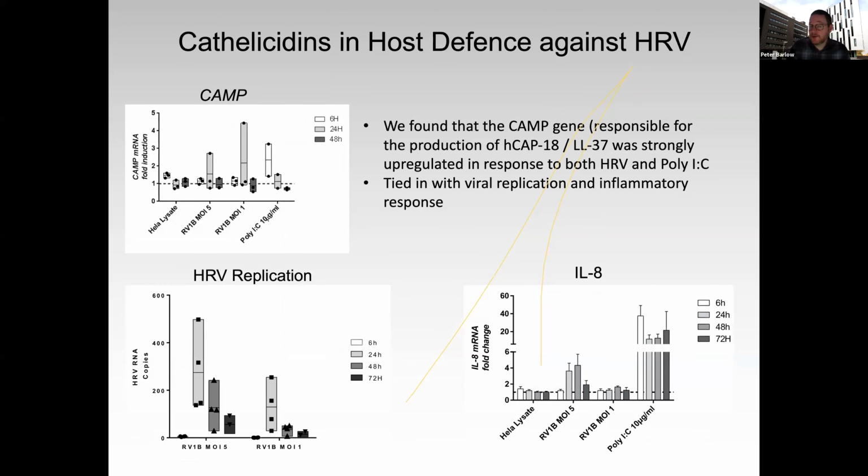Interestingly, we looked to see whether cells could actually upregulate LL-37 during rhinovirus infection. And what we found was that yes, when you get a rhinovirus infection, your body actually upregulates production of LL-37. So that tells us that LL-37 is a key part of the innate immune response against rhinovirus.